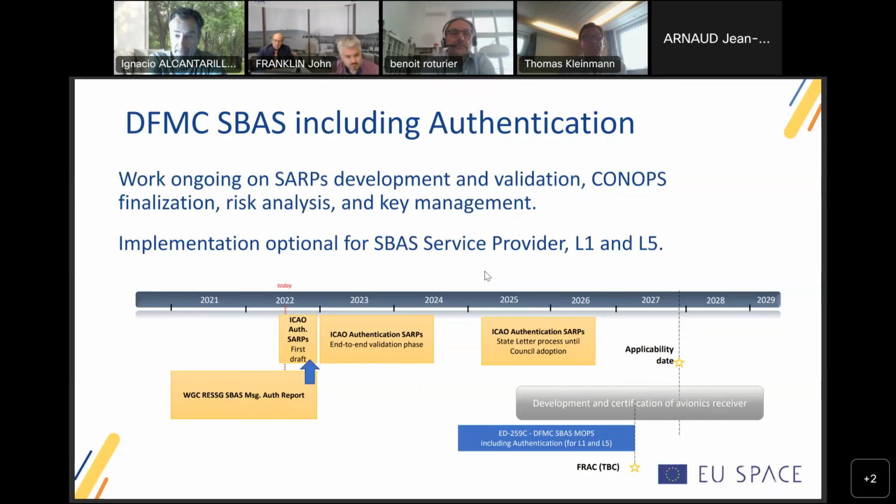And it will be possible for L5, but also for L1, for the MOPs that will comply with this standard. Even in L1, you could have service providers providing authentication. And once this is provided by the service provider, if they choose to do so, then the receiver will need to process this information. So then authentication is very likely coming in DFMC SBAS and even in L1 SBAS by the end of the decade.